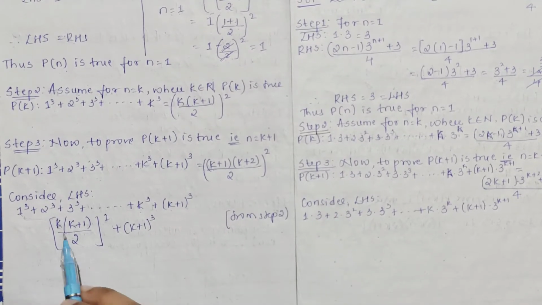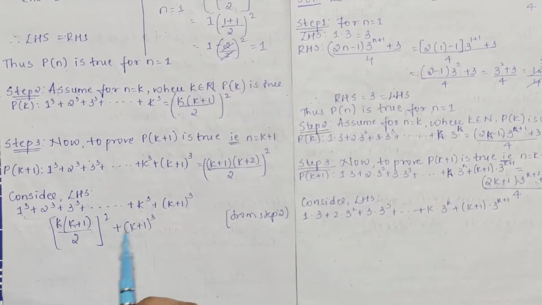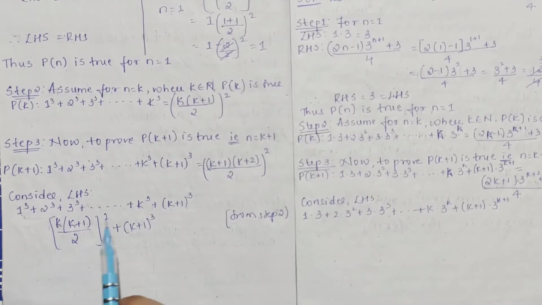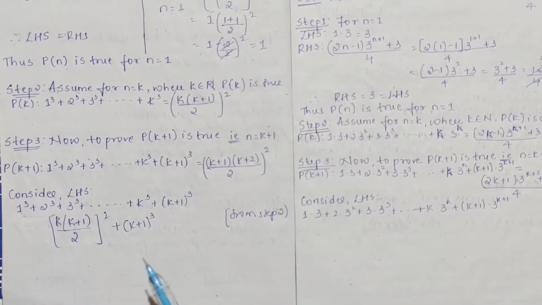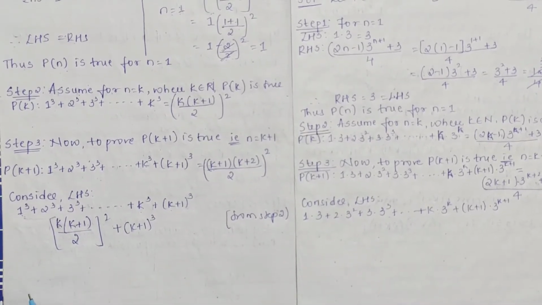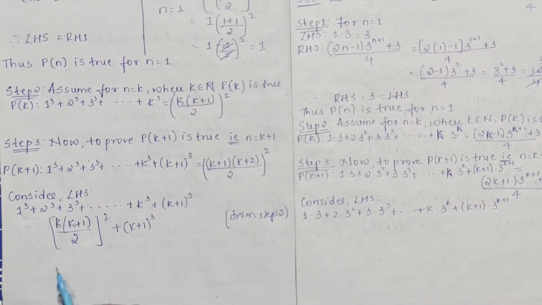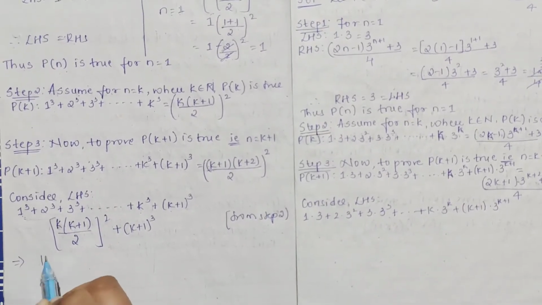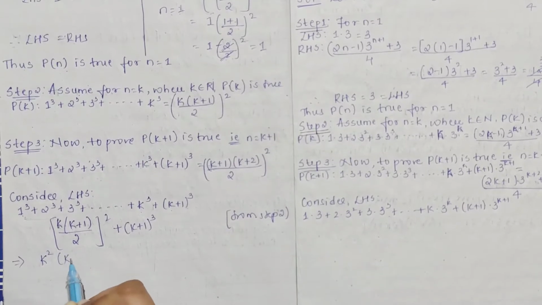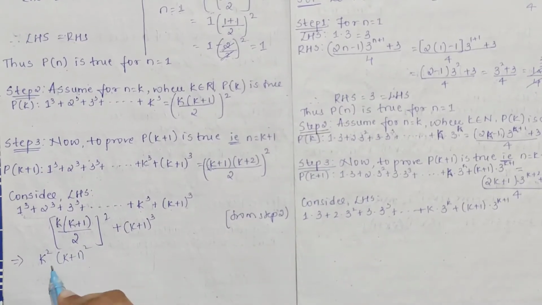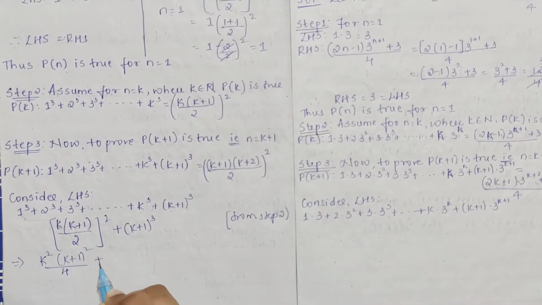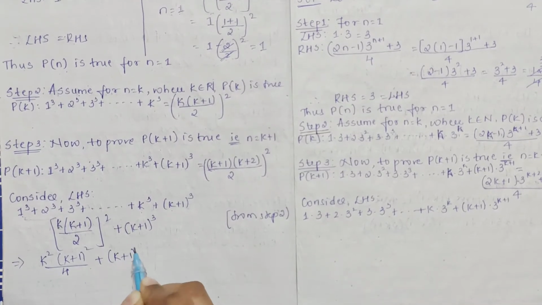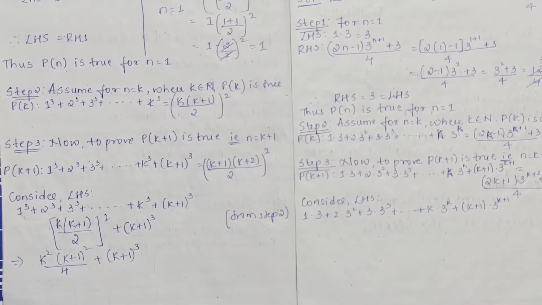Next, first we'll open up, then we will take our LCM. Yes, first the squaring part we will do. See, k square, then you have k plus 1 square, and then you have 4 plus k plus 1 whole cube. You have this.